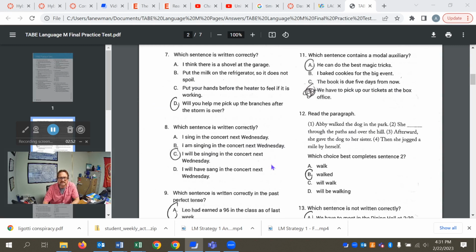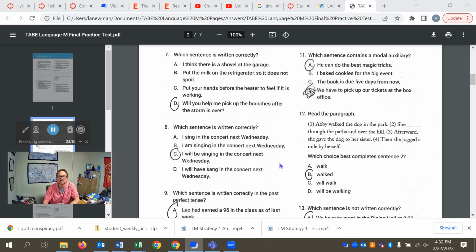Okay, 7, which sentence is written correctly? And it's D, will you help me pick up the branches after the storm is over? This one is about prepositions and the meaning of prepositions. These other answers did have prepositions in grammatically correct places, but it was the wrong preposition. Like we wouldn't say at the garage, but the shovel is in the garage.